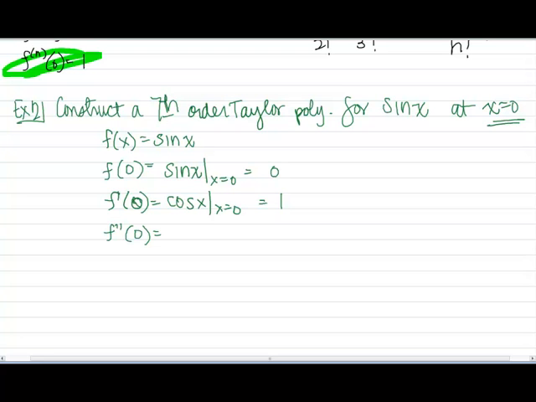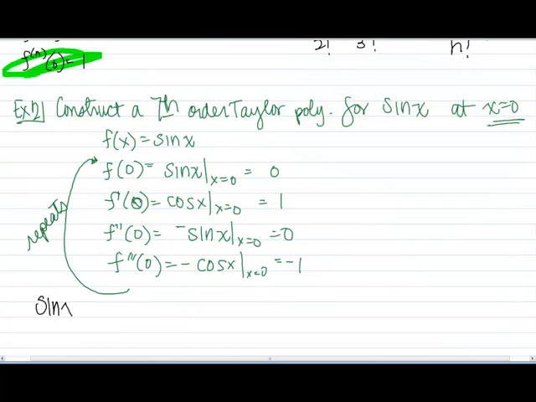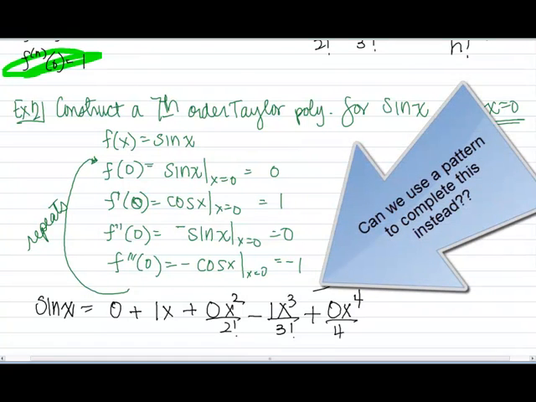Second derivative is now negative sine x, so that's back to 0. Third derivative is negative cosine x, and that's negative 1. And then when we do the fourth derivative, hopefully you'll know that it just loops back around, so this repeats. And so therefore we can say that sine x equals 0 plus 1 times x plus 0 times x squared over 2 factorial minus 1 x cubed over 3 factorial, and then it loops back around, so plus 0 x to the 4th over 4 factorial.